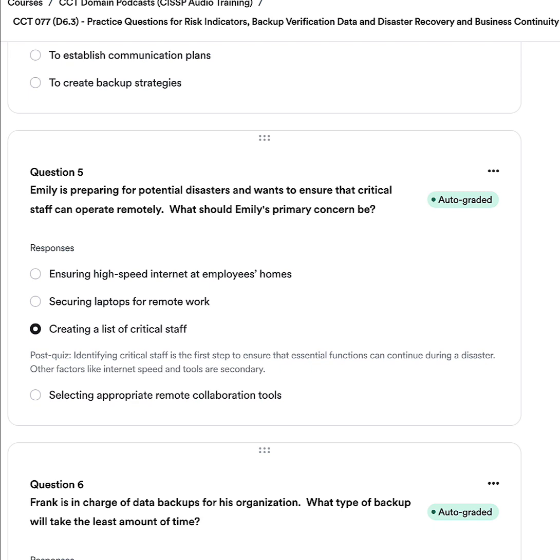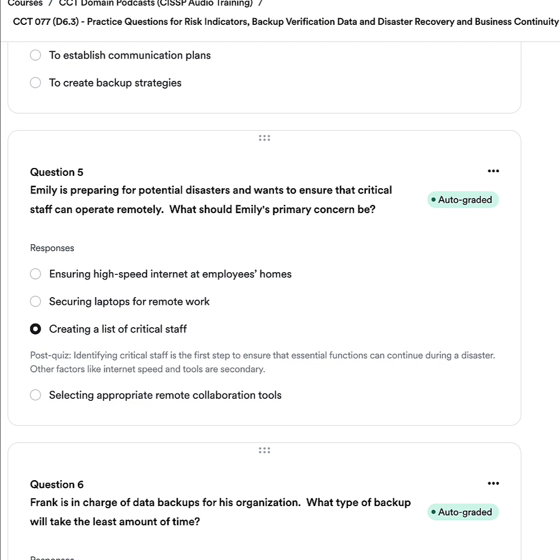C, creating a list of critical staff. Or D, selecting the appropriate remote collaboration tools. So now each one of those is important. Even ensuring people have high-speed internet at their homes is an important thing if you're going to operate out of their homes. We learned this during the pandemic.